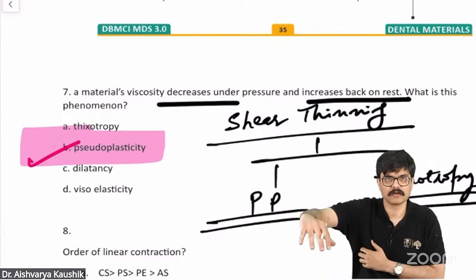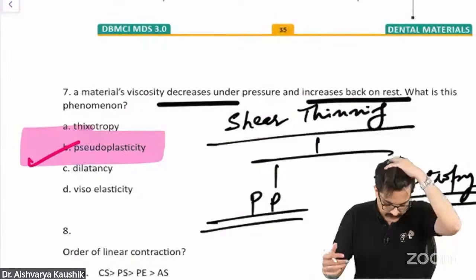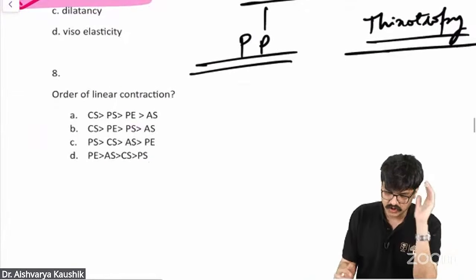It increases back on rest. So that means pretty fast. So guys, pseudoplasticity is the answer. Oh, order of linear contraction, guys.